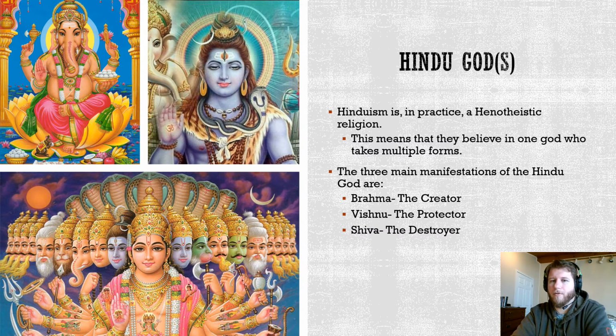Now, there's multiple manifestations of Brahma. There's, of course, Brahma himself, the kind of creator. But you have Vishnu, you have Shiva, you have Kali, you have Ganesh. So there are a lot of different forms of Brahma. And it's worth remembering when you see these different iterations of the Hindu god that these are all significant. They all have different roles, but they are all interconnected in Hindu belief.